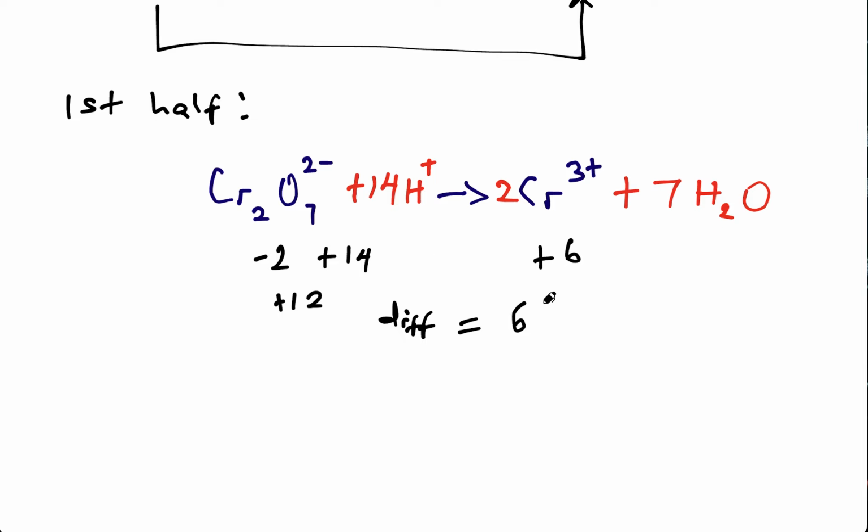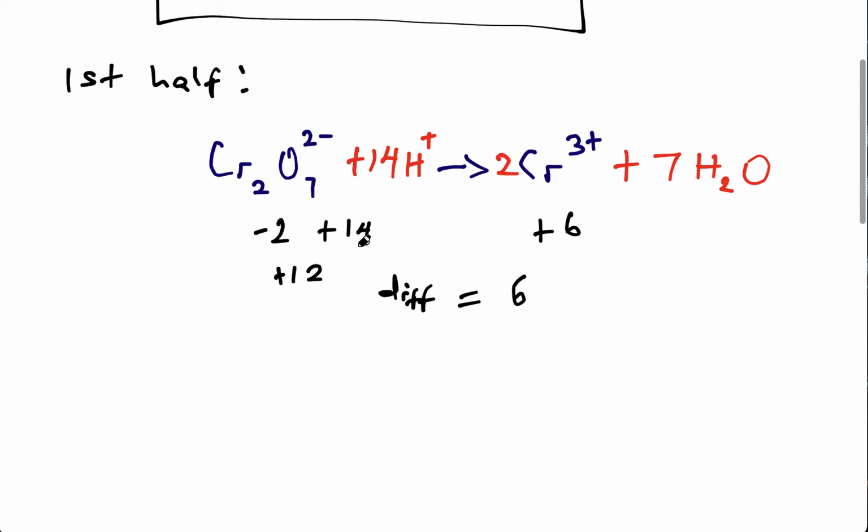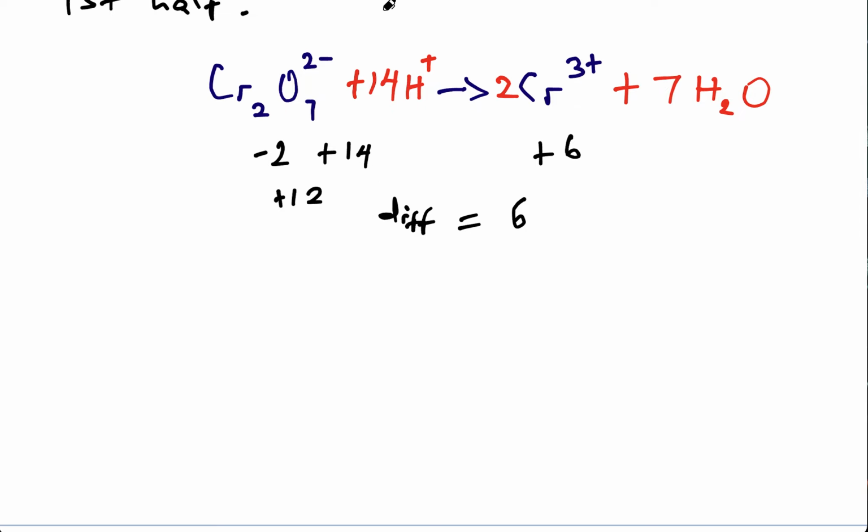So like I said earlier, you will always add to the side which has more charge. And which is the left hand side. That means that I have to add 6 electrons to this left hand side, and that is what will balance this equation ionically.